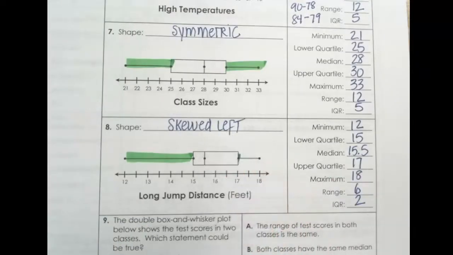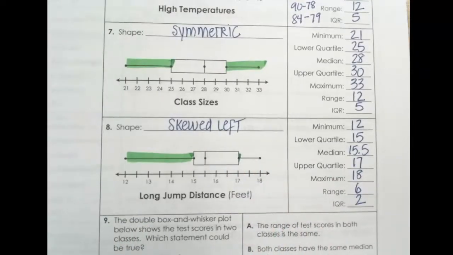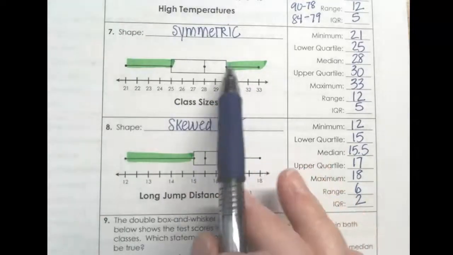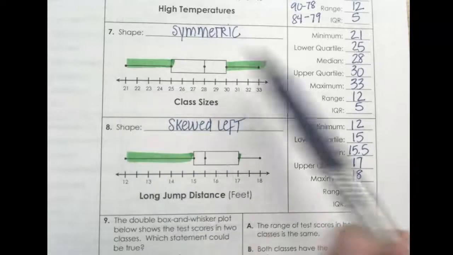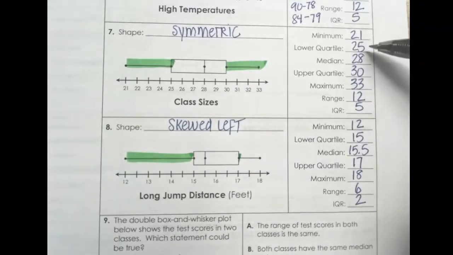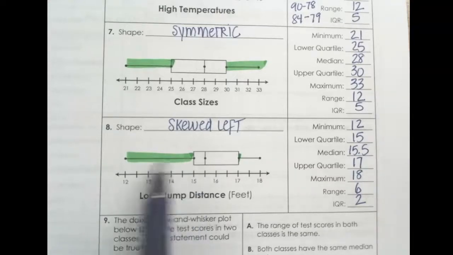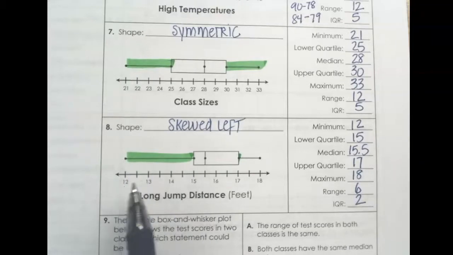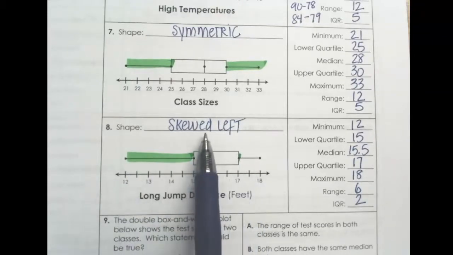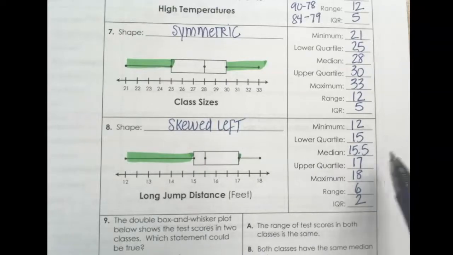All right, so take a look at number 7. Both of those whiskers are approximately the same. They might not be identical, but they're really close, so we're going to call it symmetric. And then we just pulled the numbers off. Minimum 21, Q1 25, median 28, Q3 30, maximum 33, range 12, and IQR 5. And then in number 8, our left whisker was longer than our right whisker, so we called it skewed left. Minimum 12, Q1 15, median 15.5, Q3 17, maximum 18, range 6, and IQR 2.